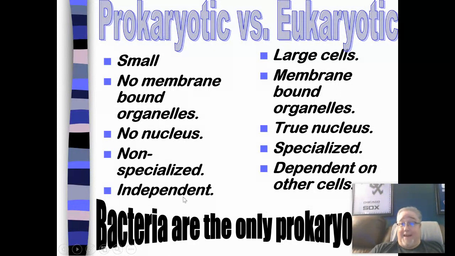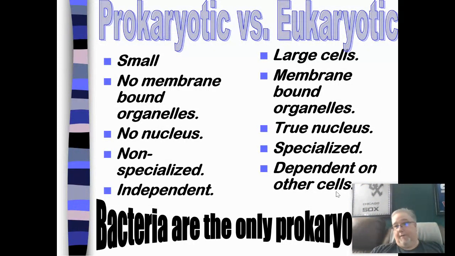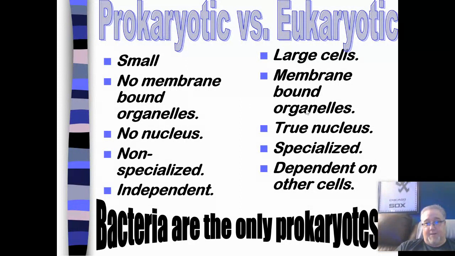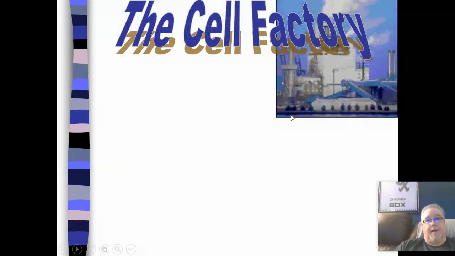Prokaryotic cells are independent, which means they don't need other cells to survive. Whereas in a eukaryotic organism, your cells are dependent on other cells. Like your brain cells depend on your red blood cells, for example. Your skin cells depend on your heart cells. Your heart cells pump blood to every part of your body, including your skin, right? So just remember, these are opposites of each other. And also remember that bacteria are the only prokaryotic cells. Everything else is eukaryotic. All right.